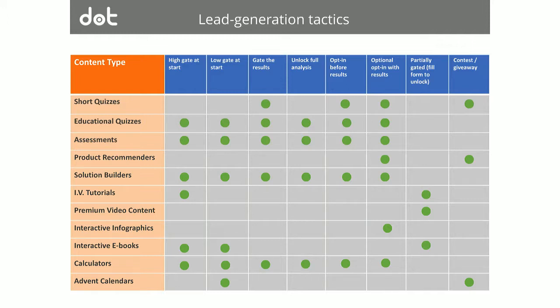Right, going on. So, unlocking the full analysis: you can also have experiences where you give people a bit of feedback, but for the full personalized result they need to put in a name and email, for instance. You can also have an opt-in before the results, like what you saw before. You can leave it mandatory or optional. So you can have a gate appear before the results, as an option or mandatory. That's up to you.